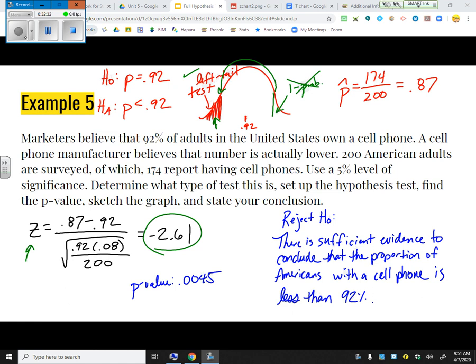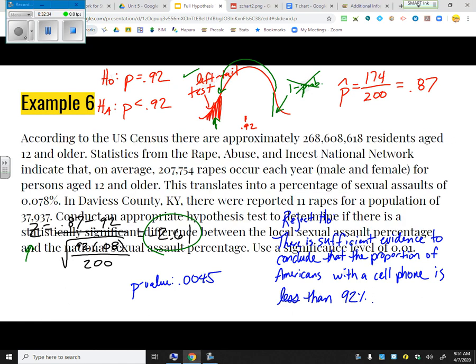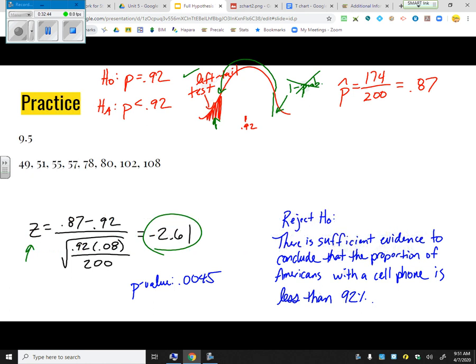Awesome. Well, we have an example 6. I wasn't aware of that. We're going to skip example 6 for now, and let's go straight to the practice problems.